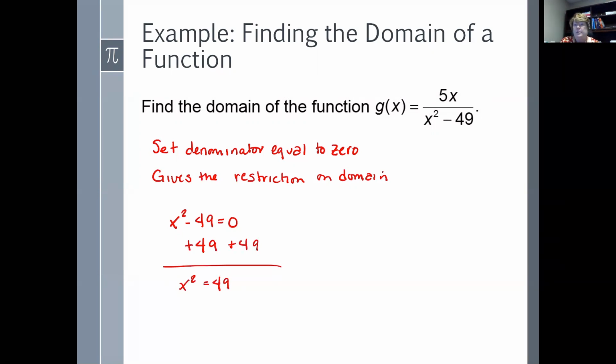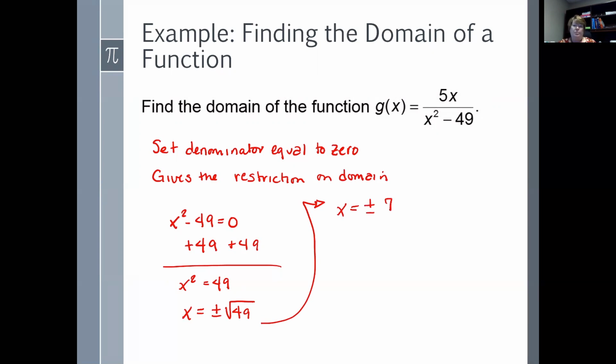Then I'm going to take the square root of both sides, and I'm going to get x is plus or minus. Remember, when I take the square root of both sides, I must put the plus or minus in front of my constant on the right-hand side. And what's the square root of 49? Well, the square root of 49 is 7. 7 times 7 is 49. So I get x is plus or minus 7.